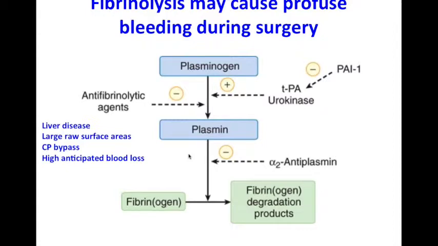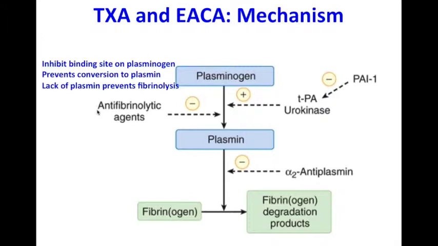So if we look at the other side of the coagulation cascade, and that is the fibrinolysis, that is the breakdown of formed clot, that process may become very ramped up and dysregulated during surgery, particularly when we're seeing patients have large areas of tissue operated upon. And fibrinolysis may actually be the underlying cause of profuse bleeding during surgery. We see it in patients more often who have liver disease or large raw surface areas being operated on, patients undergoing cardiopulmonary bypass, and just in cases where we have high anticipated blood loss.